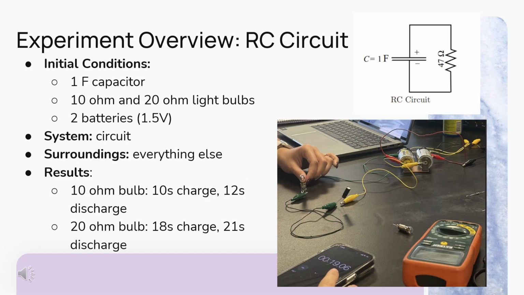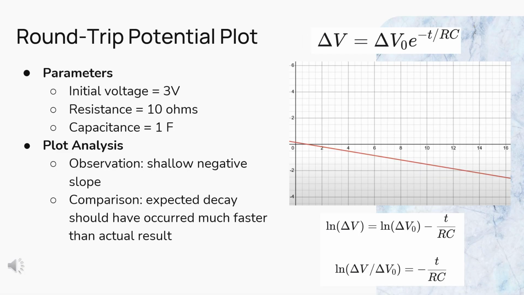Now for the experiment overview part of the RC circuit. So I have the initial conditions listed, the system, the surroundings, and the results. Also a picture of the RC circuit and a diagram of what that should look like. So this is the round trip potential plot. The above equation is what it should be, and the below is what it is actually based on. And I included the parameters, which is the initial voltage, resistance, and the capacitance.